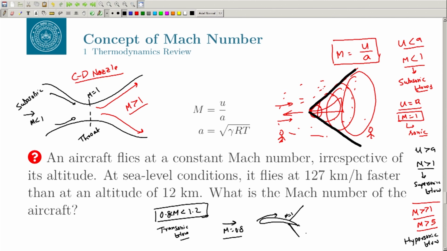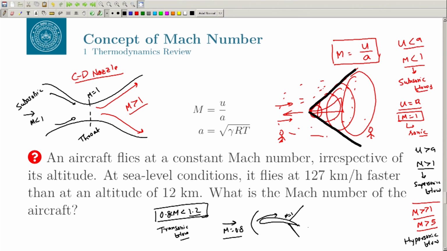So, in those kinds of cases, despite your free stream Mach number being less than 1, you might get a shock. That is why these situations are kept in a separate category, called transonic flow. Similarly, if you go to a higher Mach number, let us say 1.2, you can get a shock in front of the body as well as at the back of the body.